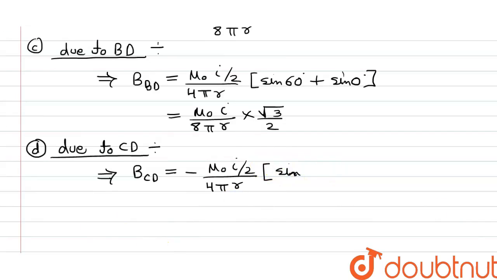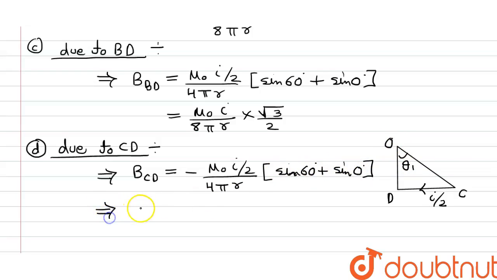We are talking about only this much length. Suppose that it is a triangle. Okay, this is OD and it is DC and it is OC. So it is our point C, it is our point D. Current is flowing in this direction and this is theta 1 and here theta 2 is 0 degree and it is point O. So we will put sine 60 degree plus sine 0 degree. Now we can calculate it further and we will get magnetic field due to CD wire, which is equal to minus sign. It will be same as due to BD wire. So we will get mu naught I divided by 8 pi r multiplied by square root of 3 divided by 2.